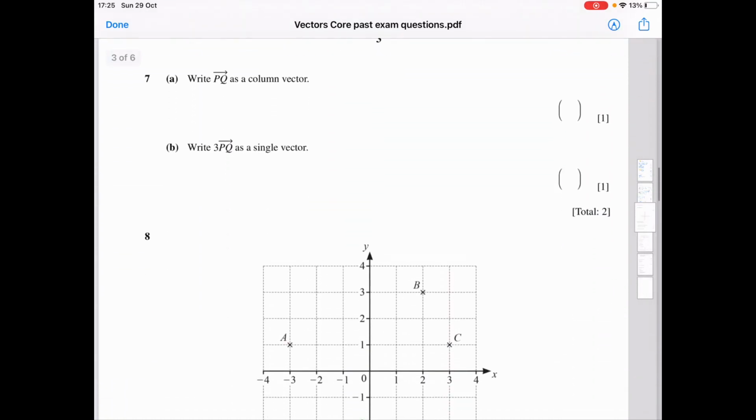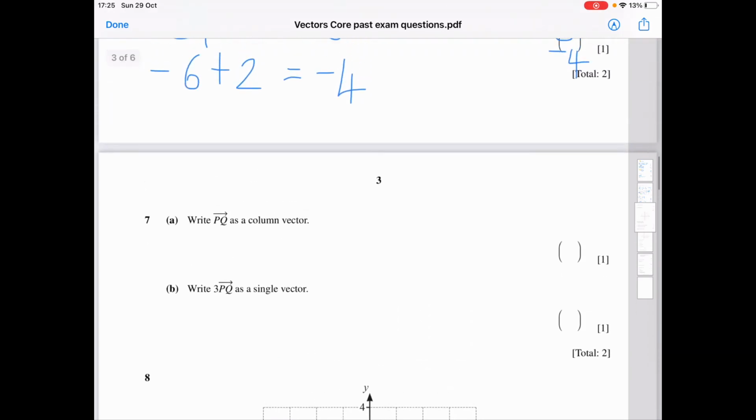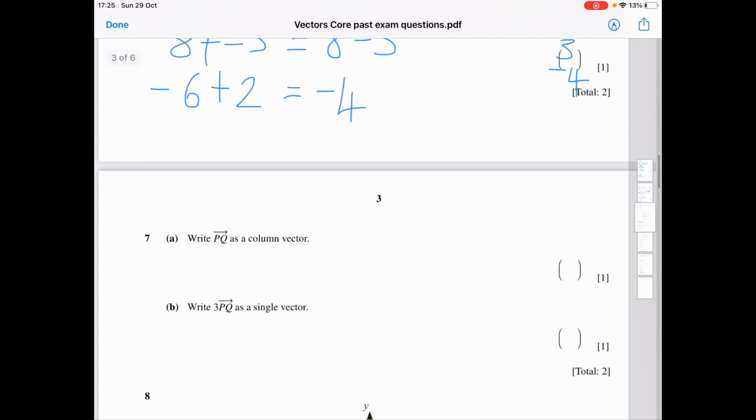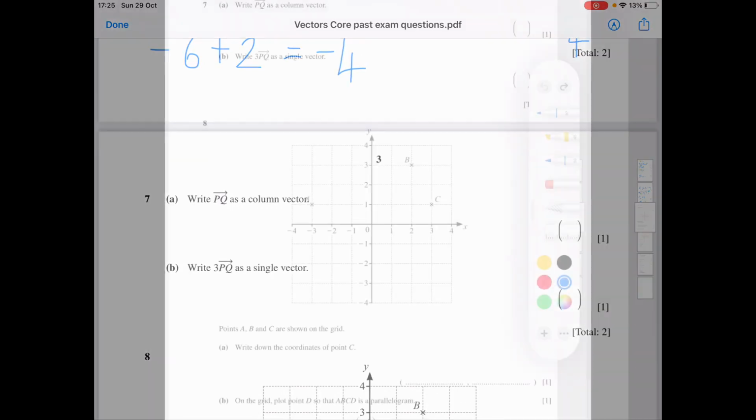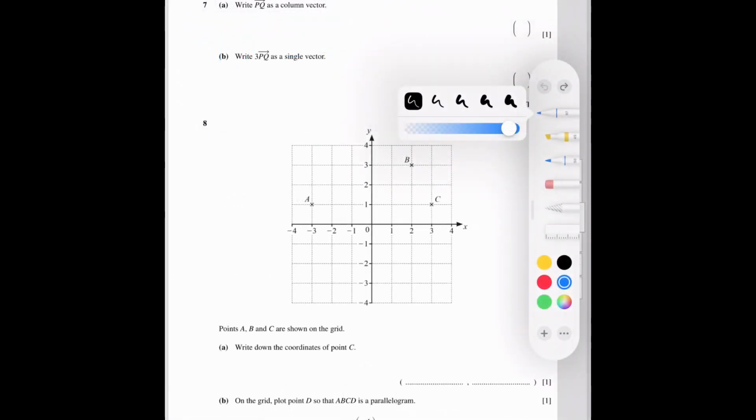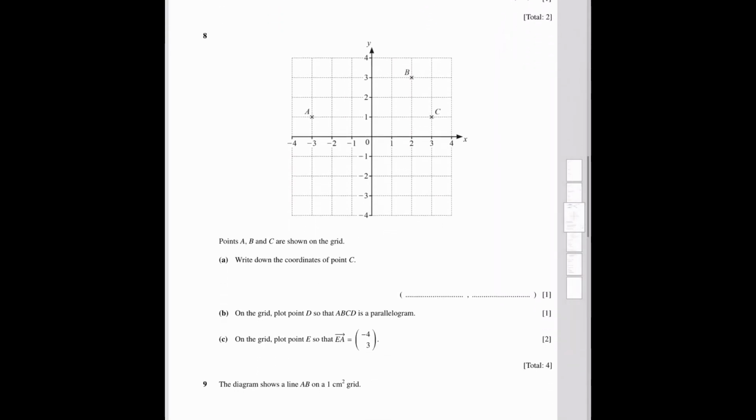Okay, write down PQ as a column vector. So we're going to miss out question 7 as it seems to have a typo. It doesn't give us any information about the column vectors in order to write that down. So let's go on to number 8.